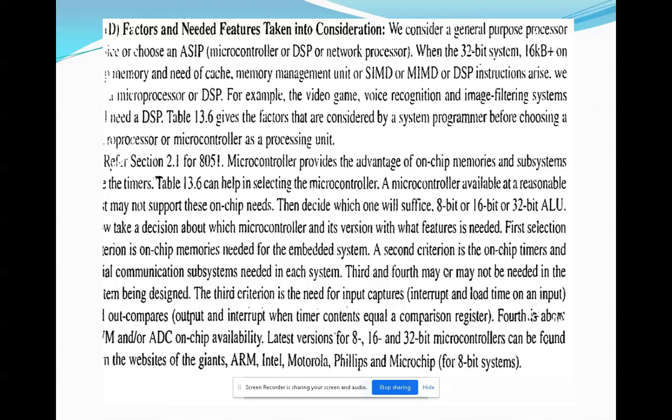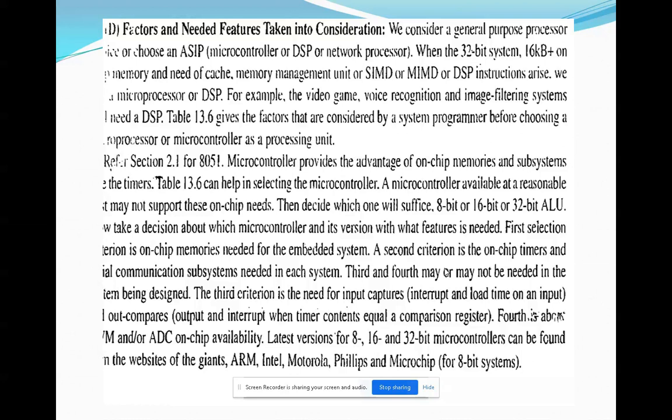And then a microcontroller will provide the advantages of on chip memory and a subsystem of timers. A microcontroller available at a reasonable price may not support these on chip needs, then decide which one will suffice, that is 8 bit or 16 bit or 32 bit ALU. So after selecting a microcontroller, you will be checking whether the microcontroller is 8 bit or 16 bit or 32 bit. Based on the memory size you will be deciding the 8 bit, 16 bit or 32 bit microcontroller, which will have the arithmetic logic unit size. So these features will be considered after selecting the microcontroller.